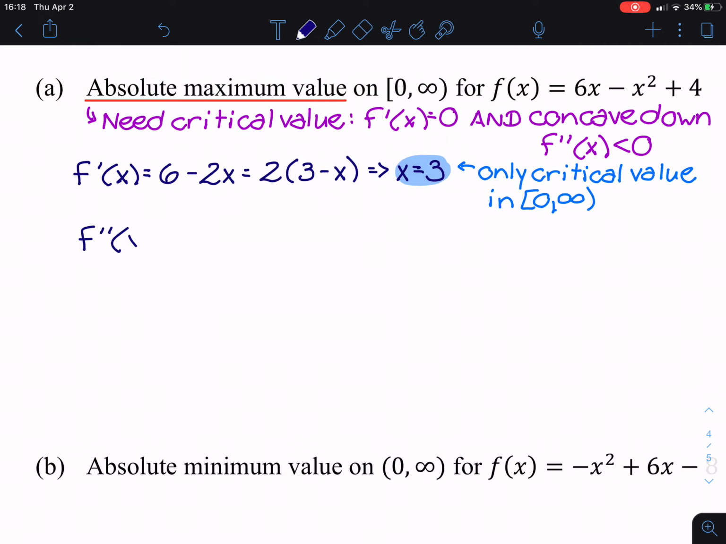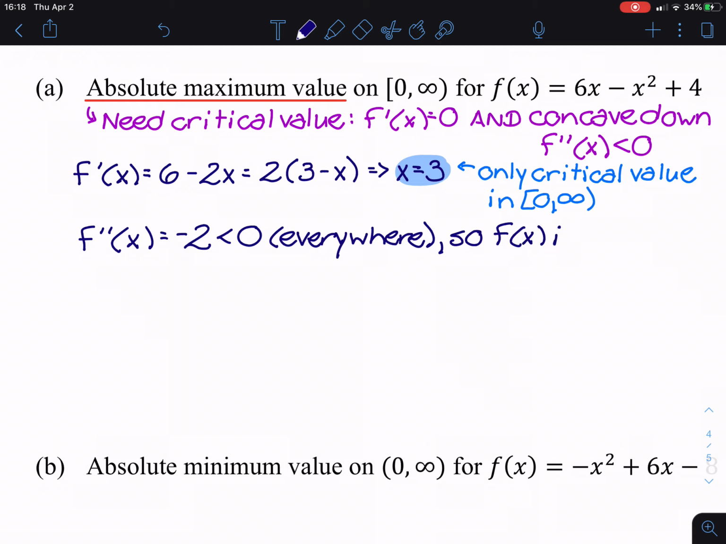First I need to take the second derivative before I can apply the test. So the second derivative of x is going to equal 0 minus 2. So the second derivative is equal to negative 2, which is less than 0 everywhere, no matter what x is equal to. That means my function is indeed concave down on the interval 0 to infinity.